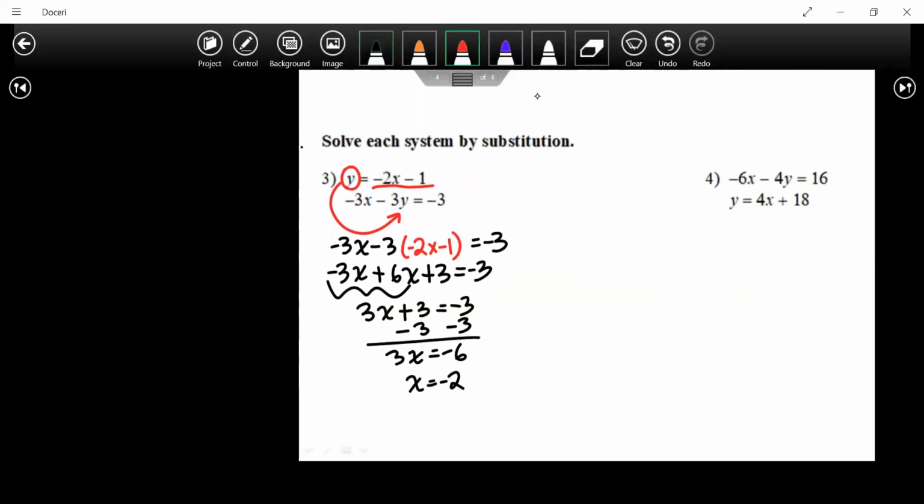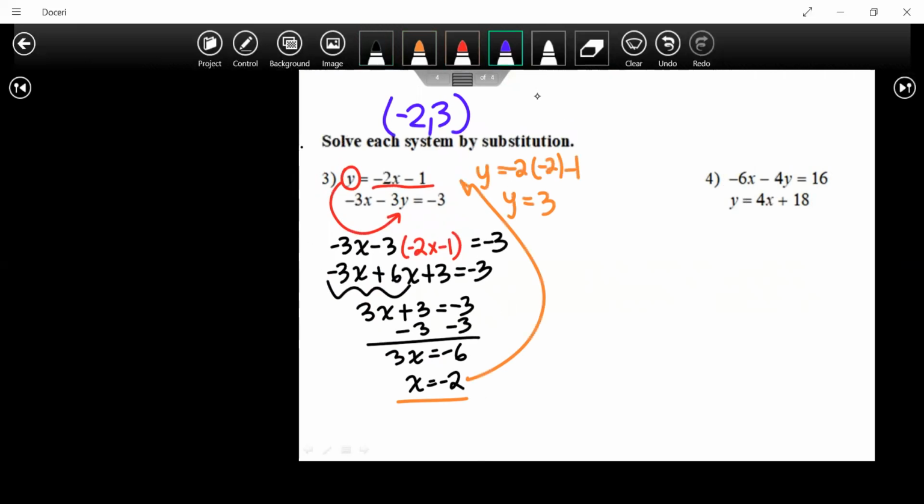Now I want to be able to take my value and plug it back in. So I'm going to take it, plug it back into the one up on top. Y will be equal to negative 2 times negative 2 minus 1. 4 minus 1 is 3. So my solution to this will be negative 2, 3. Is that what we got? We're good?